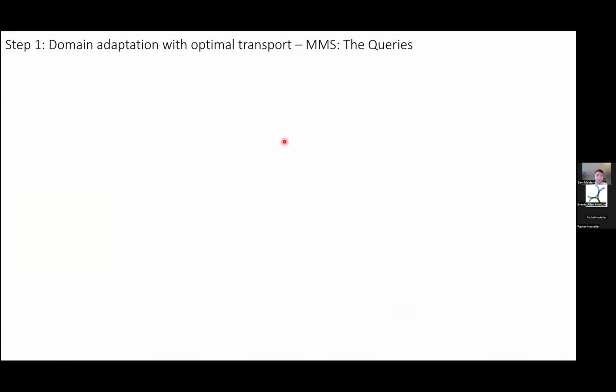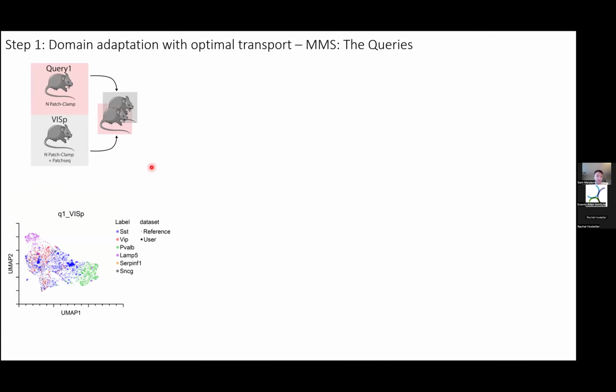Okay, so let's talk about the MapMySpikes challenge. Here, as Rachel presented, we had several different queries, and we are given some amount of information on them. And using that information, I chose to map differently for each query. In this case, query one, I knew at least it was likely SST cells, and I chose to map it against the complete VISP dataset.